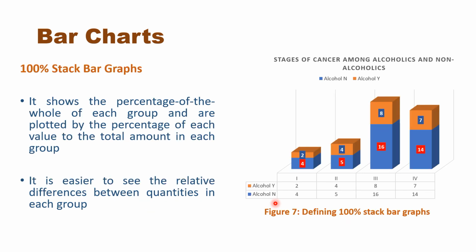A 100% stacked bar graph shows the percentage of the whole of each group and is plotted by the percentage of each value to the total amount in each group. It is easier to see the relative differences between quantities in each group.